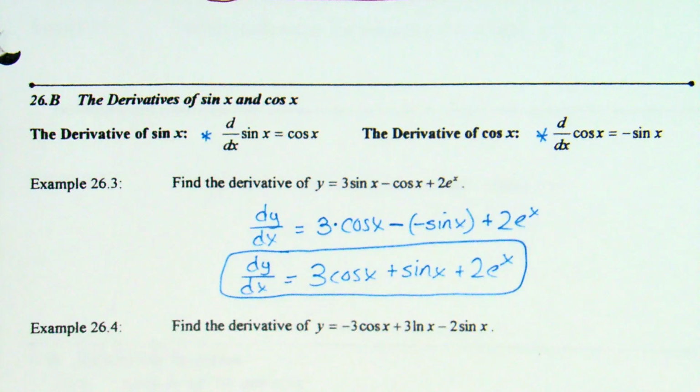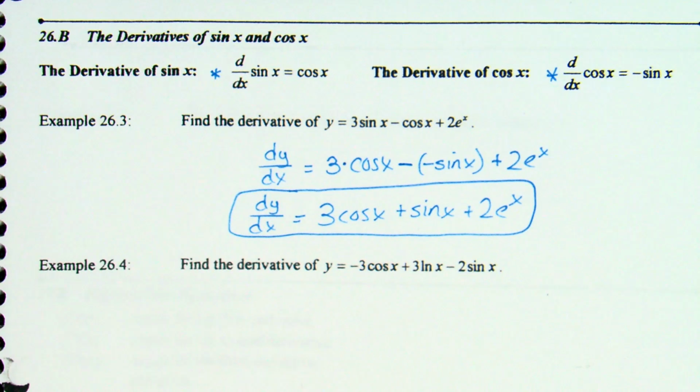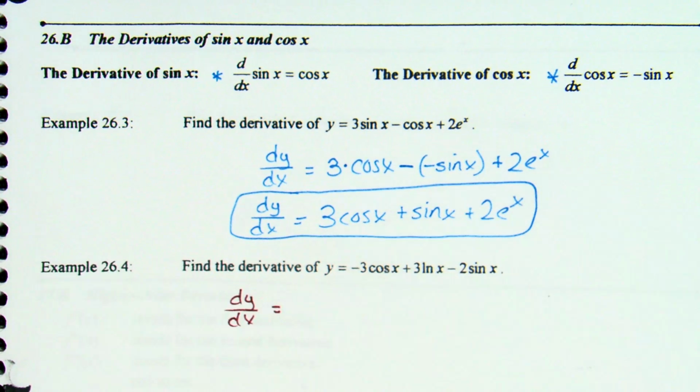One more example here. Find the derivative of y equals negative 3 cosine x plus 3 natural log x minus 2 sine x. So dy dx. Derivative of negative 3 cosine x.